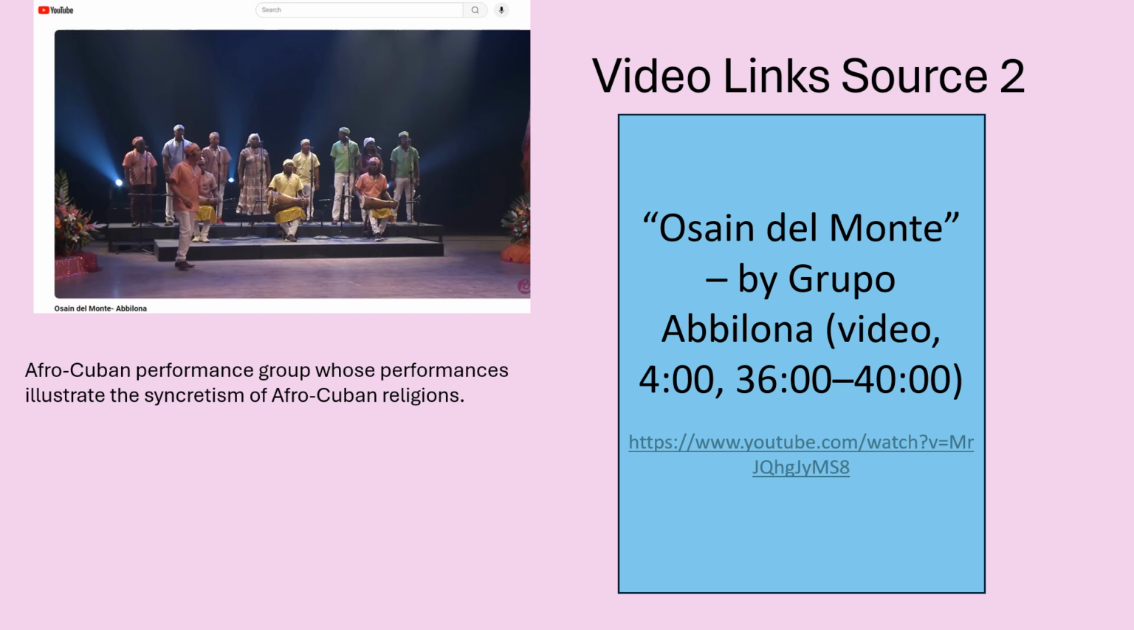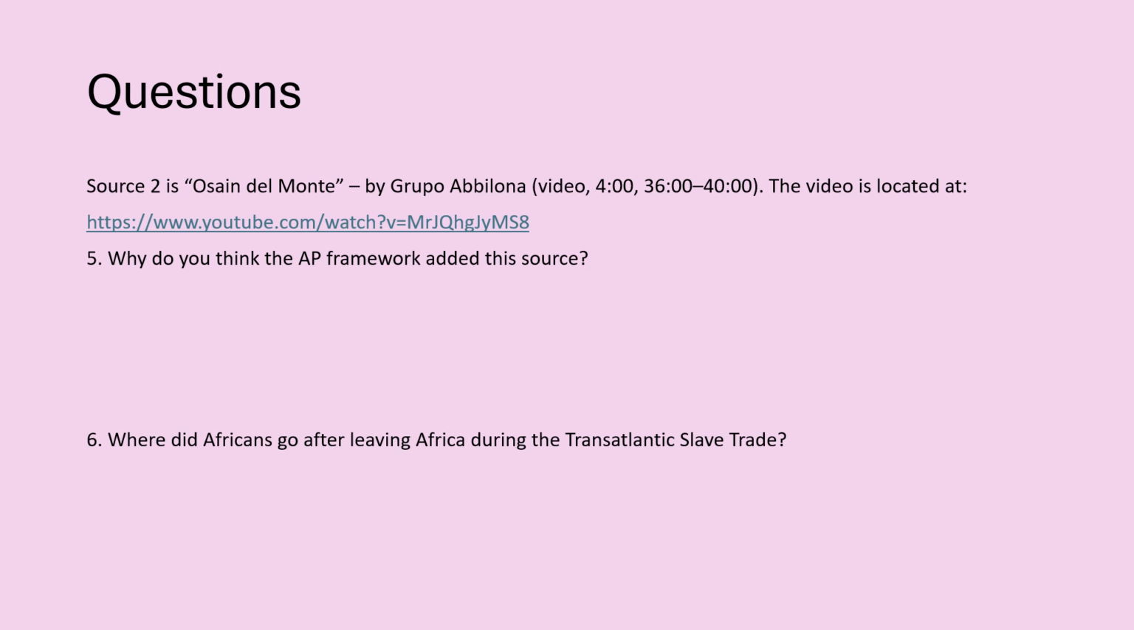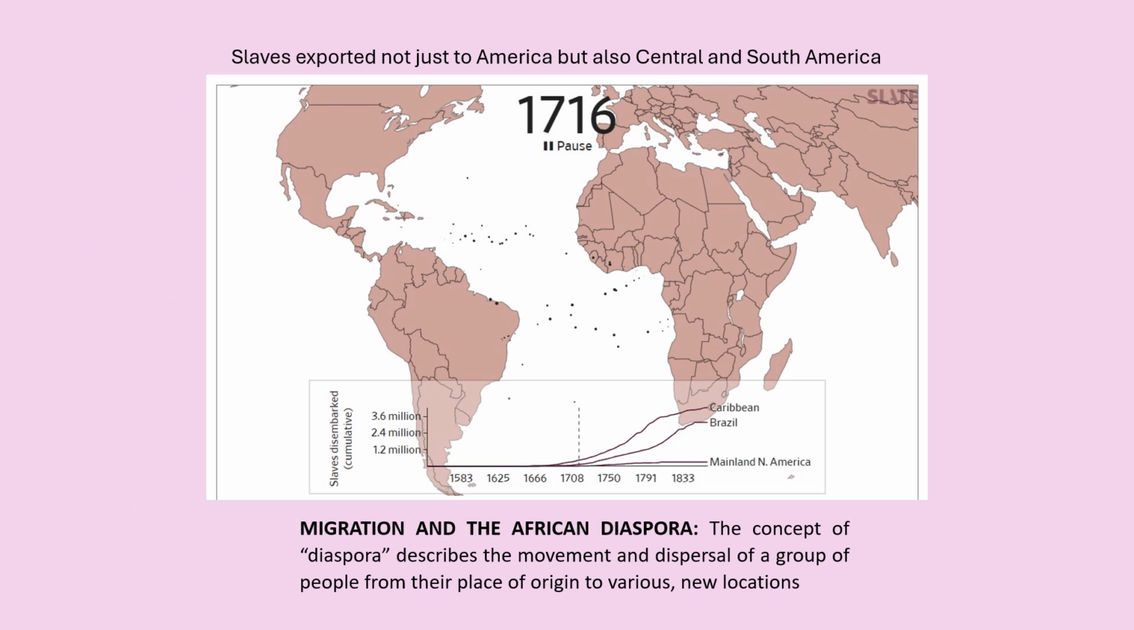For source 2, we're going to be looking at this particular video, but we're only looking at this 4-minute section, and the 4-minute section is significant because we're going to see African influence in Cuban music. The questions for this particular source: why do you think the AP framework added this? And where did Africans go after leaving Africa during the transatlantic slave trade? This image answers the prior two questions. The exodus of Africans going to Central America, in this case Cuba.